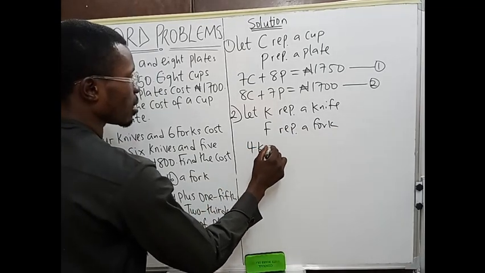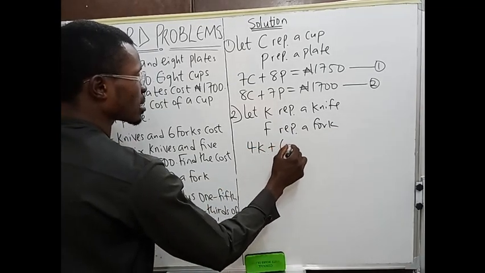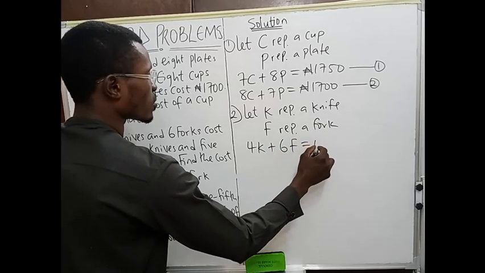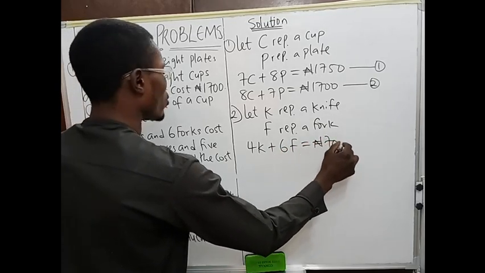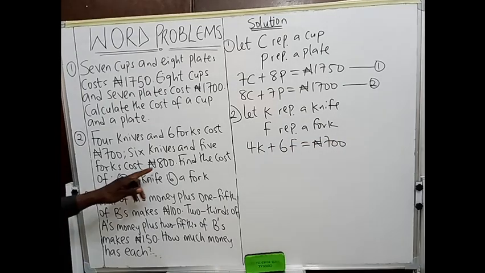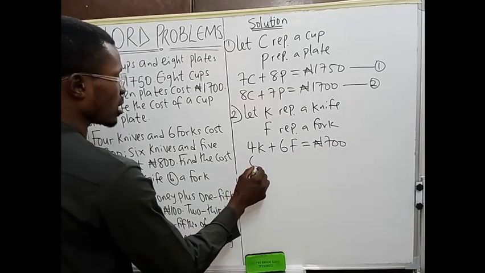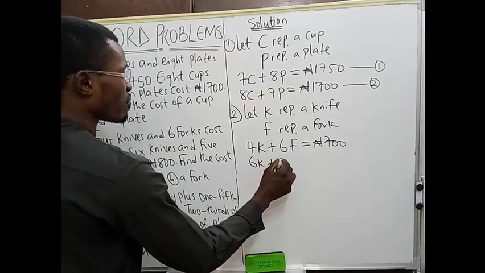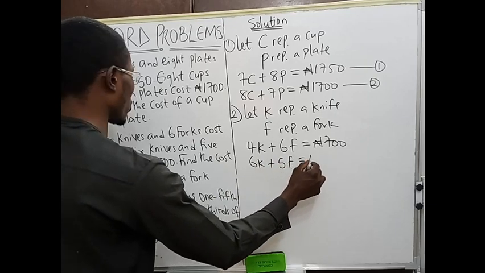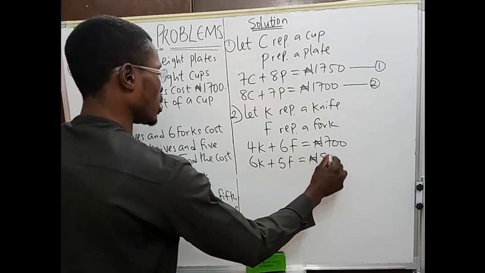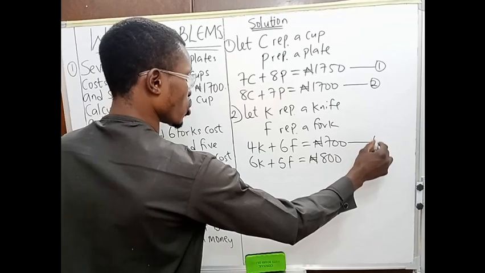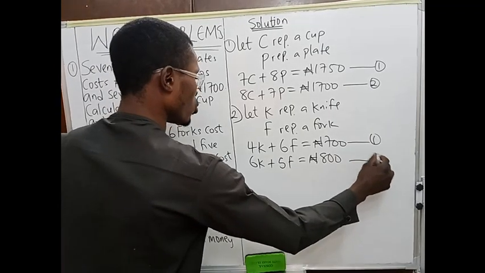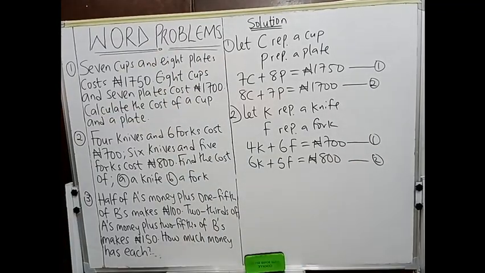4 knives plus 6 forks cost 700 naira. 6 knives and 5 forks, 6K plus 5F cost 800 naira. This is the first statement, equation 1. Second statement, equation 2. We solve and we get the cost of a knife and a fork.